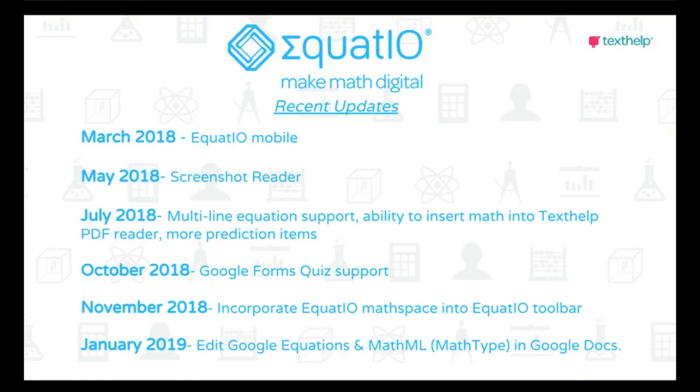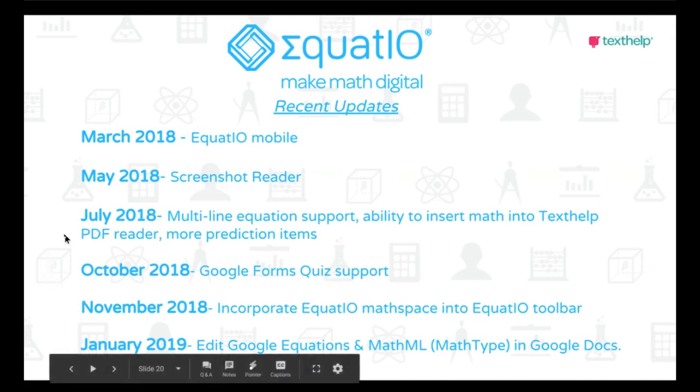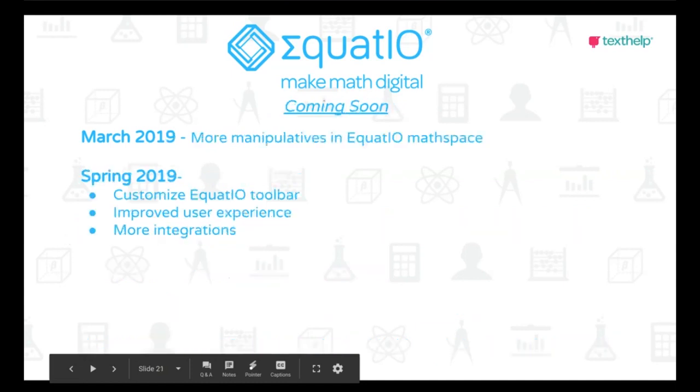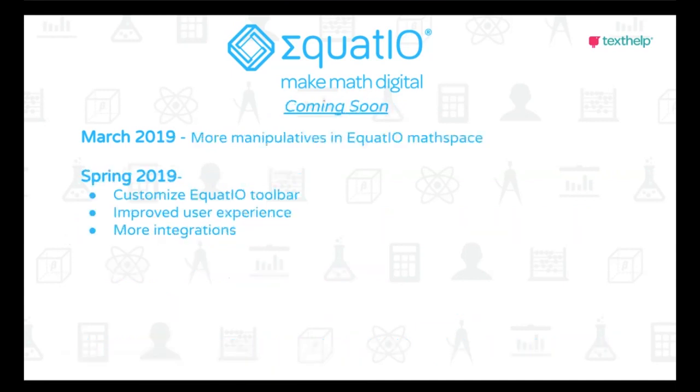We'll share this out as to some of the updates, but we did a STEM thing last year during the Kentucky Derby time, so almost a year ago with Simple K-12. And since then, we've done the EquatIO Mobile, the screenshot reader. We did multiple line prediction, the Google Forms quiz support. You can now edit native Google equations and MathML in Google Docs. And then we have a lot of stuff coming in more soon.